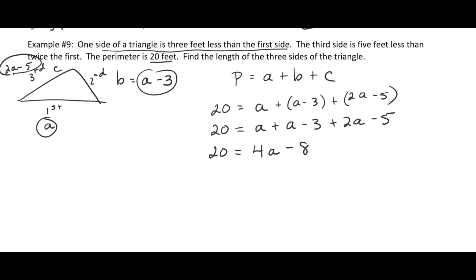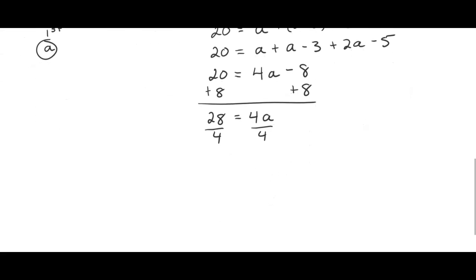Okay, now I've got it down to the form of a linear equation. I'm going to add 8 to both sides. I'm going to get 28 equals 4A. And then I'm going to divide both sides by 4. This is the solving. This is what we're going to have to practice. 7 equals A. Now, was it in feet?